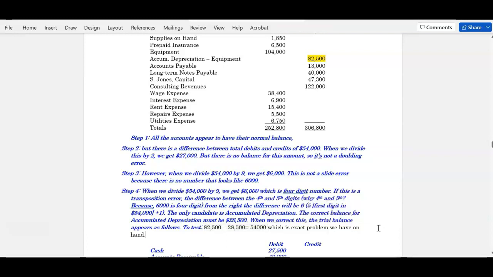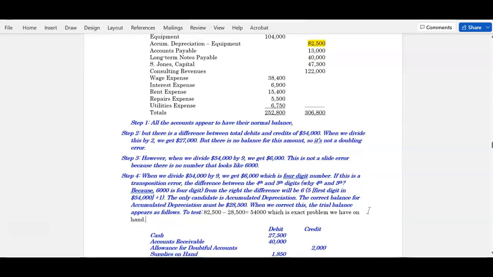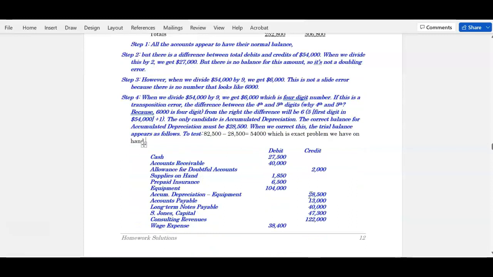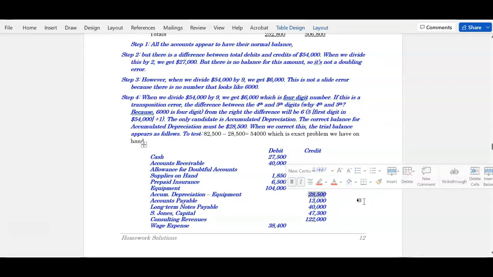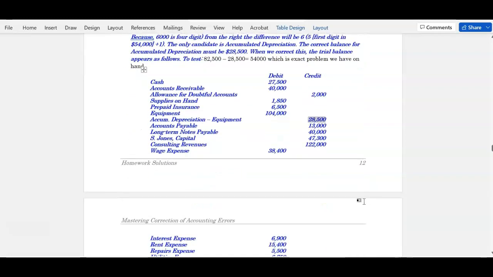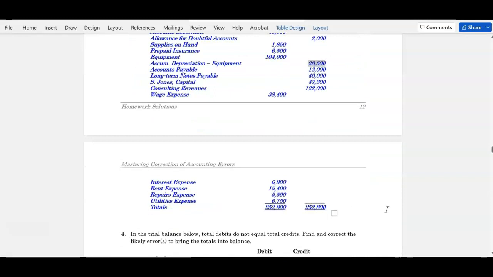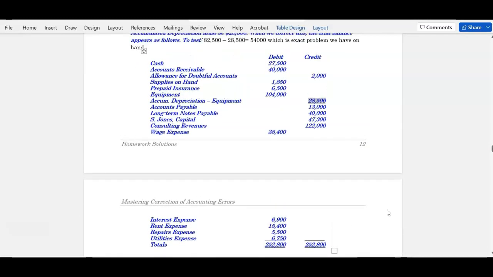So now that you know which one has been the issue, just fix it. So here, 28,500, you put it there. That's the correct number after fixing transposition error. And voila, everything is fine. Everything is correct now. Any question, please? No? You sure?